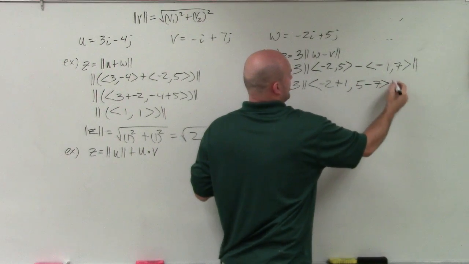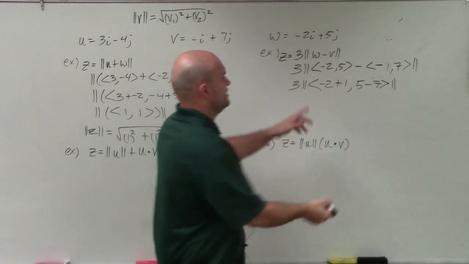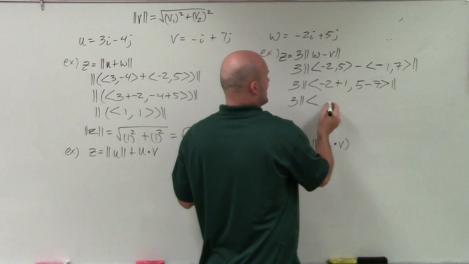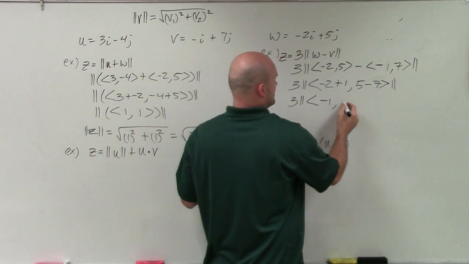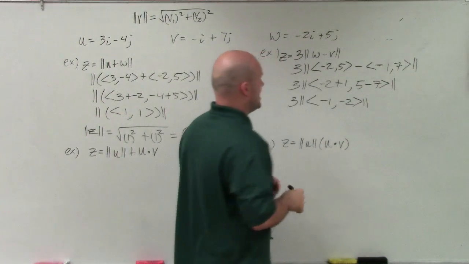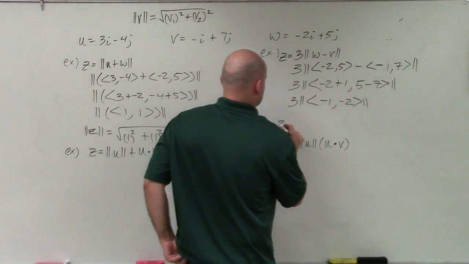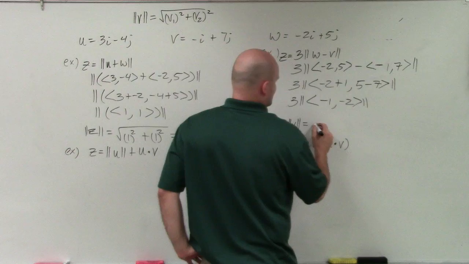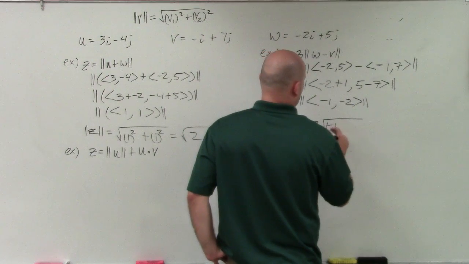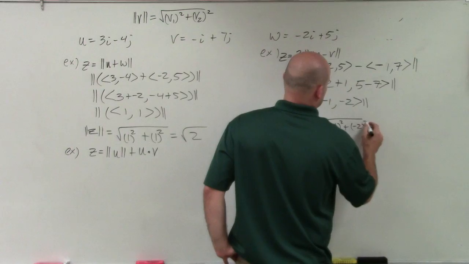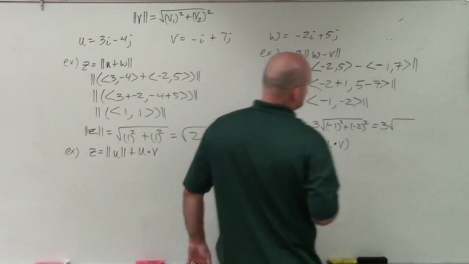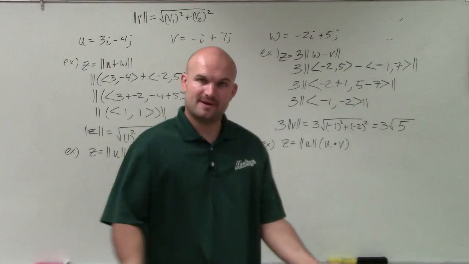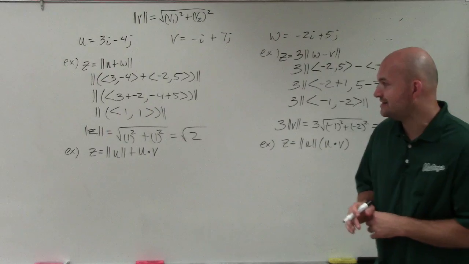Rather than showing all of my work, I'm just rewriting the terms together. Again, you only subtract the first components and subtract the second components. So my resultant vector is going to be -1, -2. Before I multiply that by a factor of 3, I need to find the magnitude. So it's going to be 3 times the square root of -1 squared plus -2 squared, which equals 3 times the square root of 1 plus 4, so that's 3 times the square root of 5. There you go.